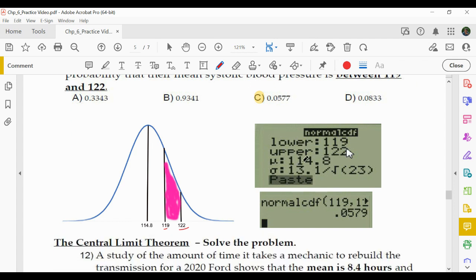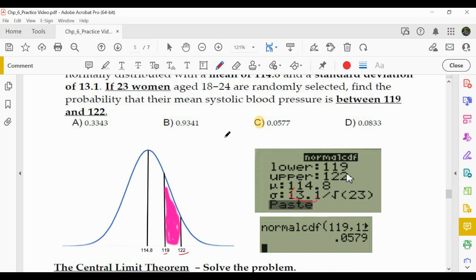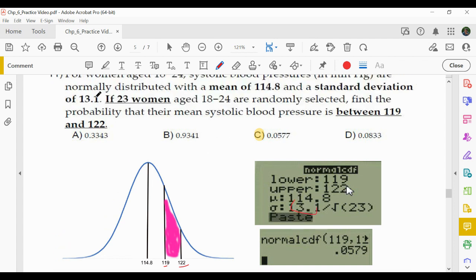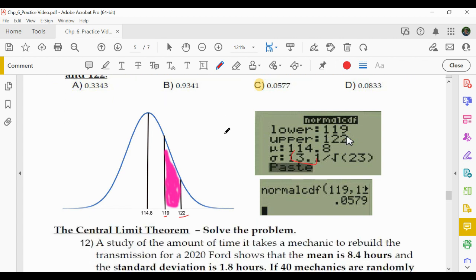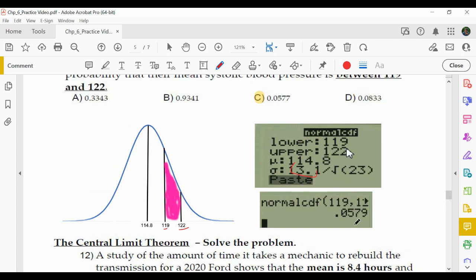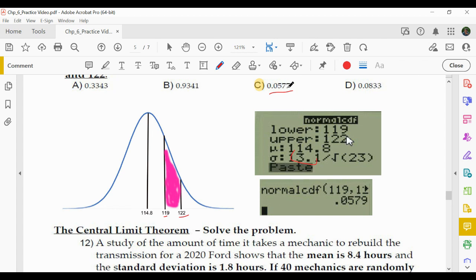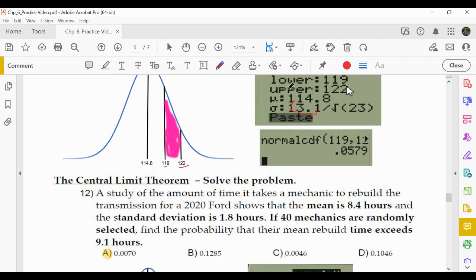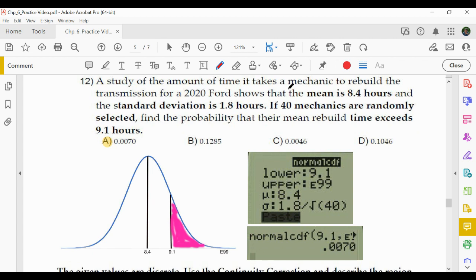Standard deviation is the original standard deviation, 13.1, right here, divided by the square root of my n value, which is 23. Here's one where you couldn't have done it in your head. Well, no, let the calculator do everything. He'll take that number divided by the square root. 0.0579, pretty darn close. In fact, nothing else. A, B, and D weren't even in the ballpark, so we're off by two ten thousandths, which isn't bad at all. Another central limit problem.